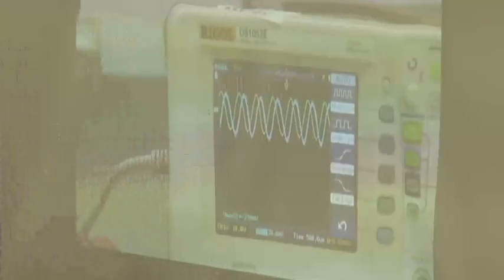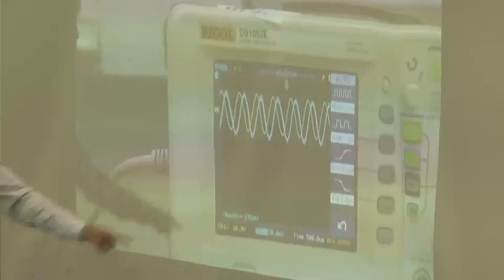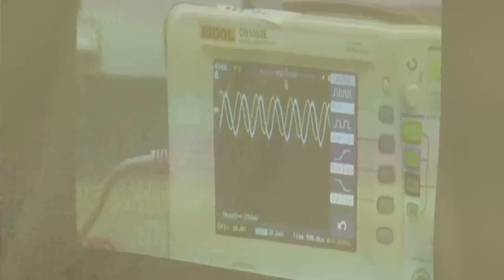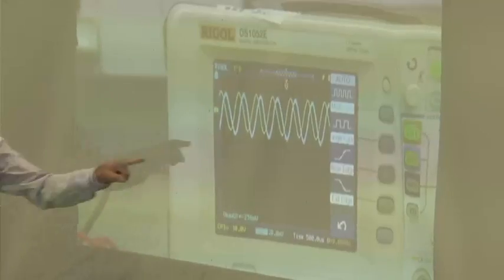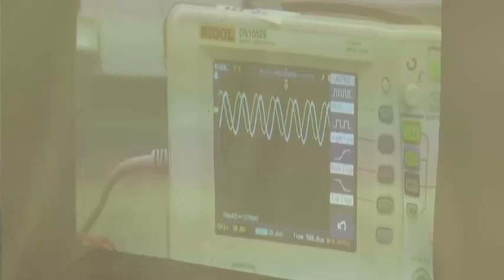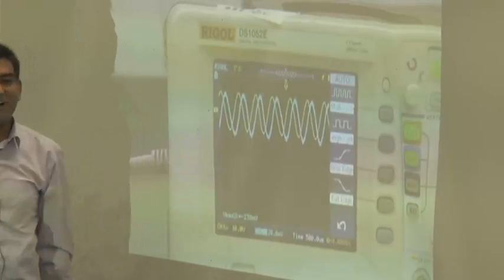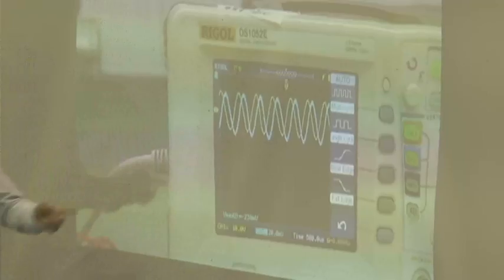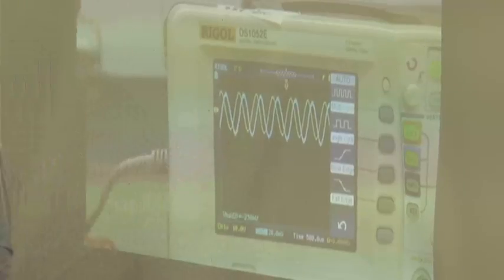The primary voltage and the secondary voltage are not in phase. So if one of them is sine omega t, the other is the derivative of sine omega t, which is cosine omega t. Hence the two voltages are 90 degrees out of phase. If one is a sine, the other is a cosine.